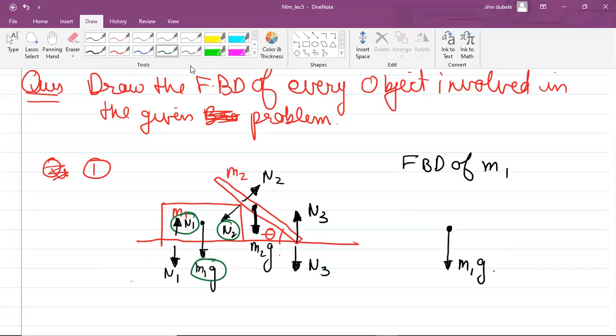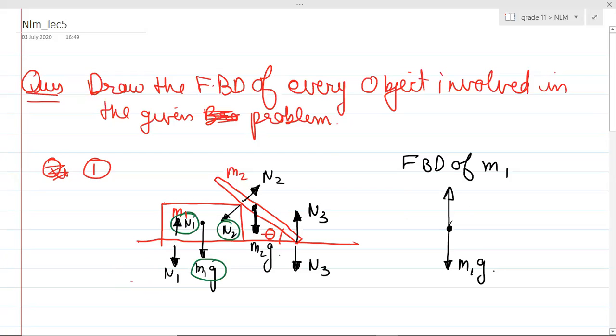Are you understanding? Can you see this N1 was acting on this block, this N2 was acting on this block, this M1G is acting on this block. So we are drawing that. So N1 in the upward direction and N2 in this direction. Yes or no? What will be this? If suppose this angle is theta, then what will be this? I told you, just like mg cos theta, if you remember. So N2 is acting at an angle theta. So this is the free body diagram of M1.